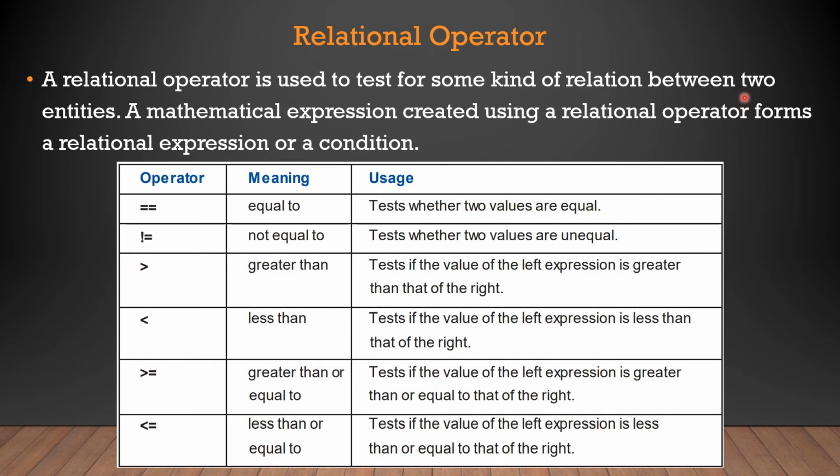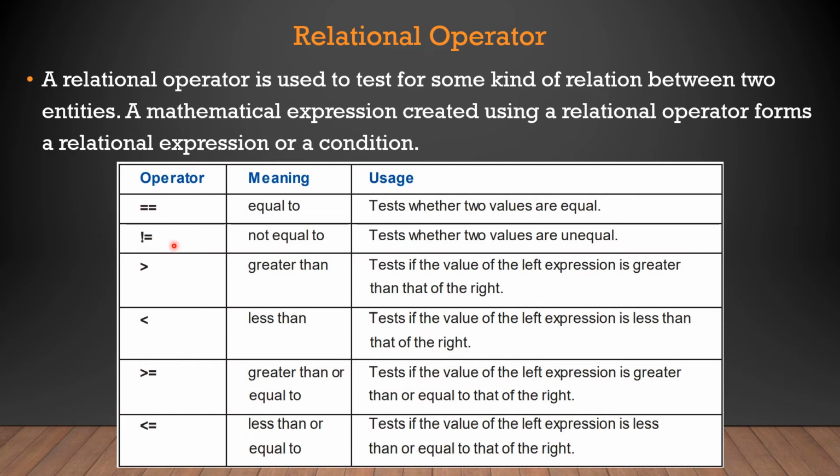It means the two entities that we have just provided, if they are equal then it will return true, and if they are not equal then it will return false. Then next operator is not equal to.